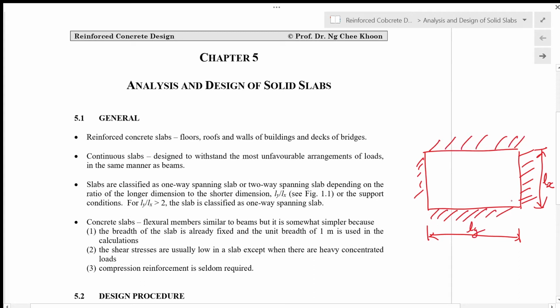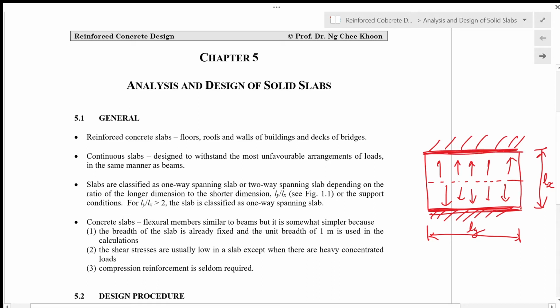If Ly over Lx is more than 2, then the slab is classified as a one-way spanning slab. That means we consider a slab assuming that there are no supports in the shorter dimension. So the loads will be transferred in one way like this, where the division of loads will be half the load to this support here and half of the load transferred to this support there.